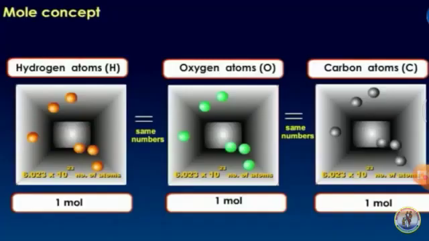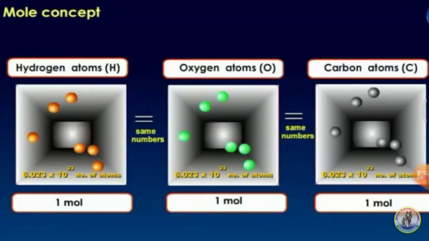With the help of the mole concept, we can measure the amount of substance. For example, if you want to know how many atoms are present in 1 mole of hydrogen, it is simply 6.023 into 10 to the power of 23 atoms. In the same way, in 1 mole of oxygen, we find 6.023 into 10 to the power of 23 atoms. In 1 mole of carbon, we find 6.023 into 10 to the power of 23 atoms.